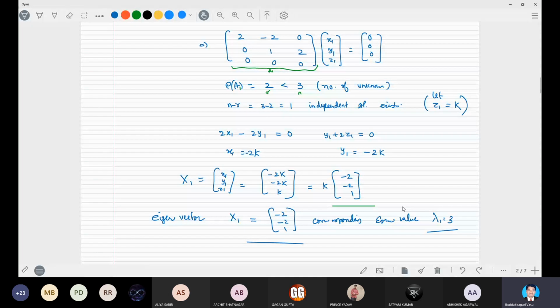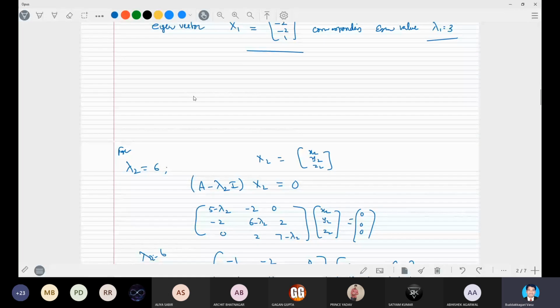You see, suppose k is equal to 1, this is minus 2, 1. K is equal to 2, it will be minus 4, 2. Like that, there will be several eigenvectors we can generate, but they are all constant multiples of the independent vector corresponding to the eigenvalue. So therefore, we may consider that independent vector, minus 2, 1, as the required eigenvector corresponding to the eigenvalue lambda 1 is equal to 3 for the given matrix A, right?